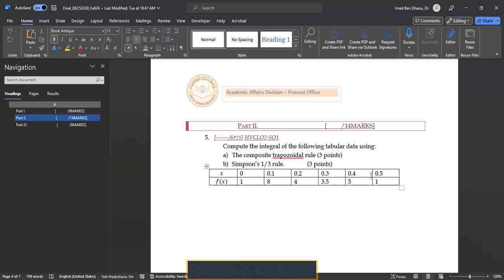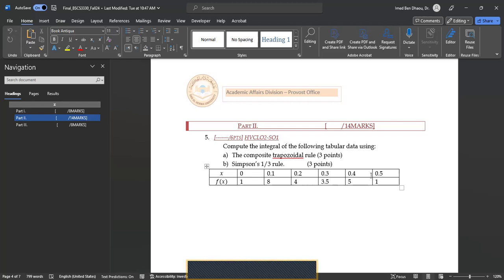Okay, I can certainly rate the questions from 1 to 5, with 1 being very easy and 5 being very difficult. Based on what I see on the screen, I would rate question A, using the composite trapezoidal rule, as a 3. It requires knowing the formula and correctly applying it, but it's a fairly straightforward calculation if you're familiar with the rule. Question B, using Simpson's 1/3 rule, I would also rate as a 3. It is more complex than the trapezoidal rule, but not too complex.